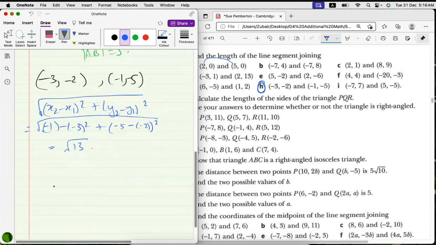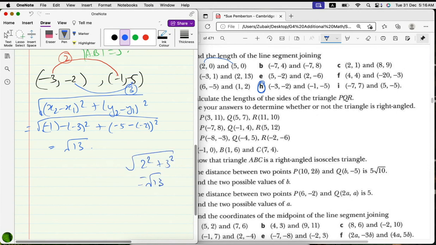In other words, because we do have to show complete working, whenever you're solving the question, just see what is the change in x. -3 and -1, the change is 2. And what is the change in y? -2, -3, the change is 3. So basically we had 2 squared plus 3 squared, whole square root, which is square root 13.